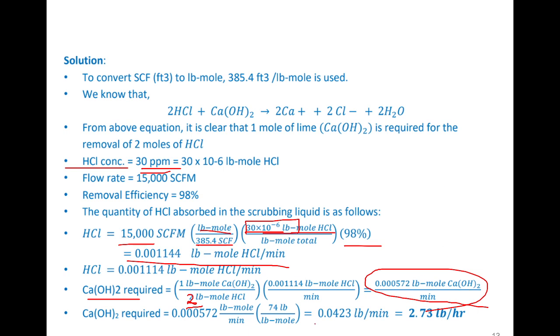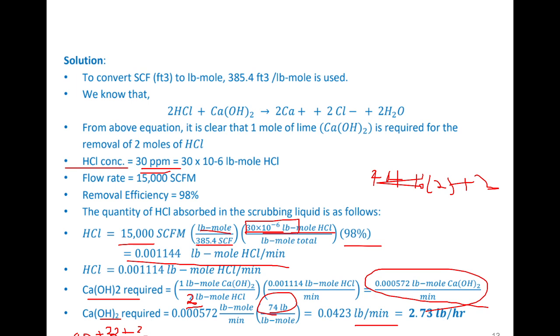Again, I have to convert it into pounds per minute. How to convert? 74 will be my molecular weight. So what will calcium be? Calcium will be how much? 40. O will be 16 into 2. And H will be 2 again, because OH twice. So 40 plus O 16, 16, 32, plus 2. So 40, 72, 74. 74 is gram per mole.